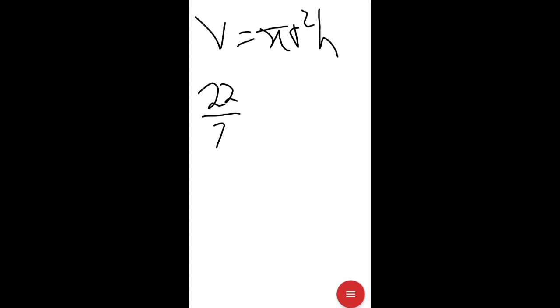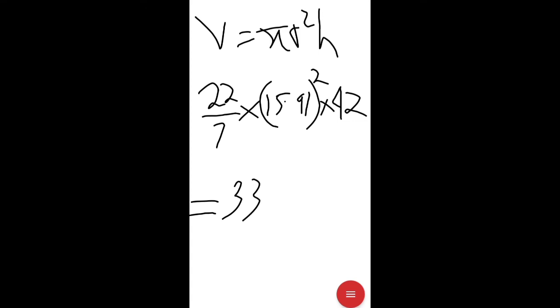Now after getting the radius of the cylinder, the B part is now very easy. So my volume is equal to pi r squared h. My pi is 22/7. My radius, which I calculated earlier, 15.91 all squared, times the height of the cylinder, that is 42. Okay, so when you put everything into your calculator, this is arithmetic, you should get 33,412.91. Of course, this is in centimeters cubed.